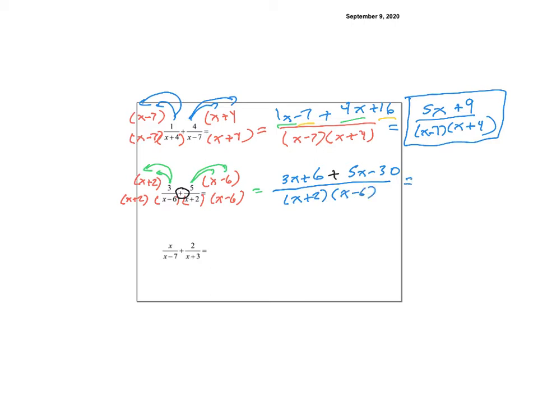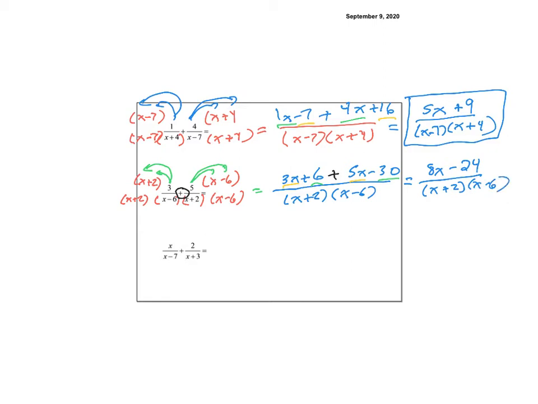Combine our like terms there. We've got a 3x plus a 5x there is going to give us an 8x. We have a 6 minus 30 there is going to give us a minus 24. All over the common denominator of x plus 2, x minus 6.